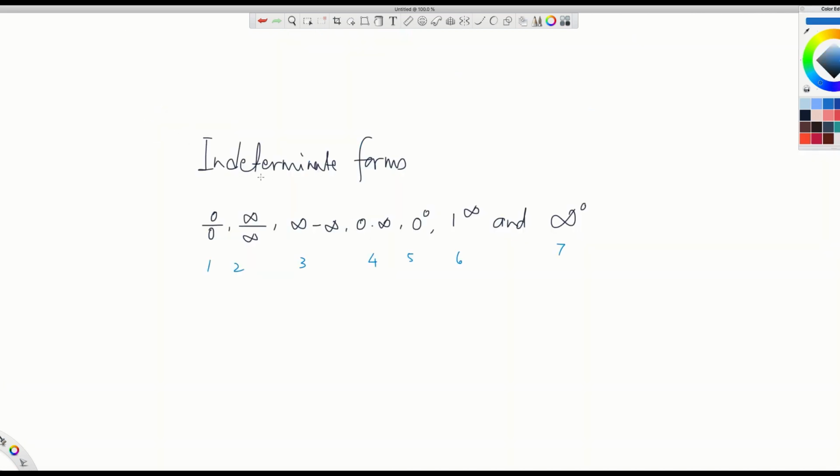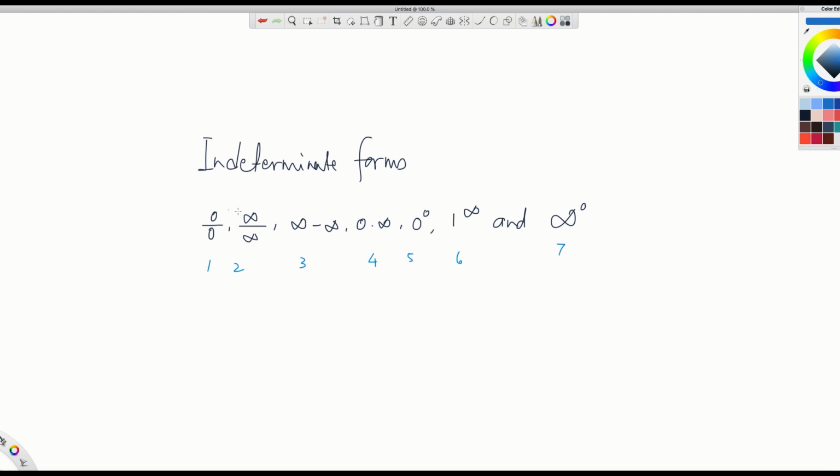Let me clearly list the indeterminate forms. When you plug in the limit, if you get one of these forms, we call it indeterminate form. There are 7 of them. One is 0 over 0. Infinity over infinity is also indeterminate form. Infinity minus infinity is also indeterminate form. Another one is 0 times infinity. 0 to the 0 is also indeterminate form. 1 to the infinity is also indeterminate form, and infinity to the 0 is also indeterminate form.